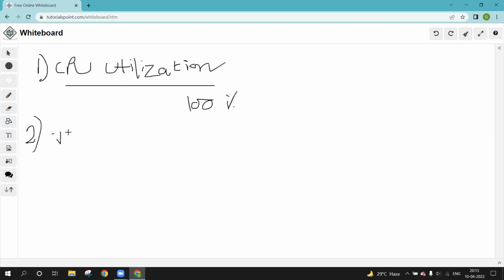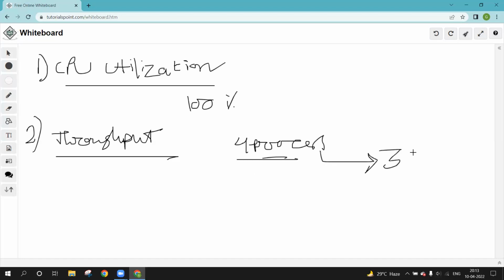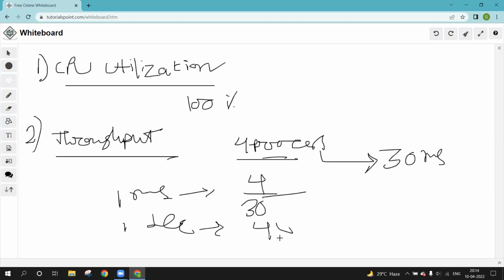The second one is throughput. Throughput is the number of jobs finished per unit time. Suppose there are four processes, and to complete these four processes, 30 milliseconds are required. So in 1 millisecond, 4 by 30 processes are completed, and in 1 second it is 4 into 10 to the power 3 by 3, which is 4000 by 3. This is the throughput.